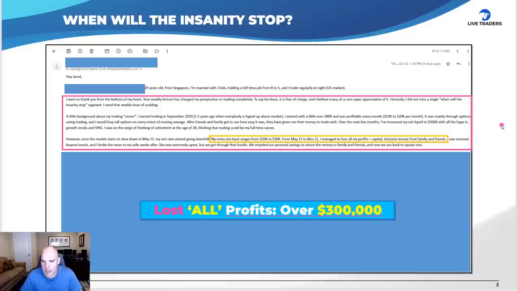Now, the positive is we emptied our personal savings to return the money to family and friends, and now we're back to square one. Now, obviously, this person must be somewhat intelligent because they had $80,000 at 26 or 27 years old. So clearly, they must have done something right, saving money, decent job, I don't know. But why am I telling you that part of the story? Because even people that are smart or hardworking or do well in life still do stupid things sometimes. You're not immune to it just because you're a CEO or just because you went to Harvard. You're not immune to being stupid. We're humans. We do these things sometimes.